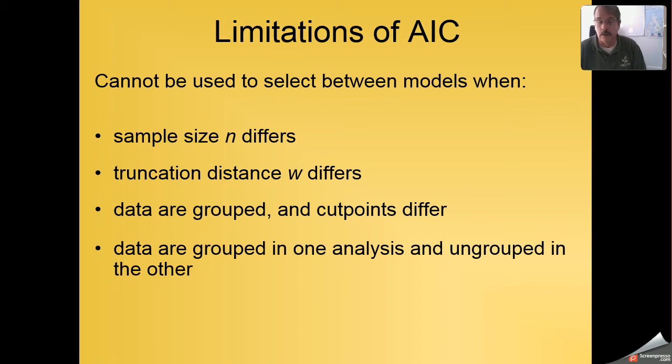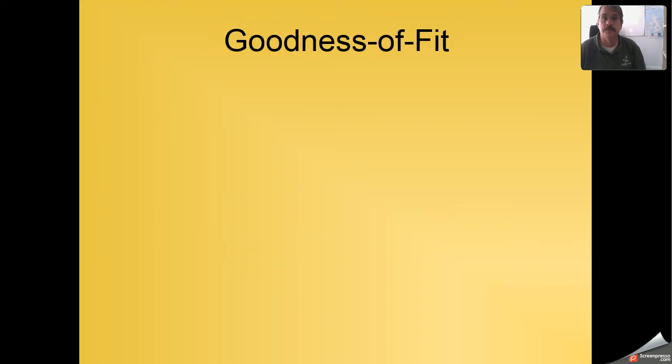Likewise, as a corollary, you can't use AIC to say, oh, I have exact data, but I can bin those data at analysis time and try to determine whether I should or should not bin my data for analysis. AIC is of no use in trying to help you make that determination because the sample sizes will differ in these two instances, and hence AIC can't arbitrate between them.